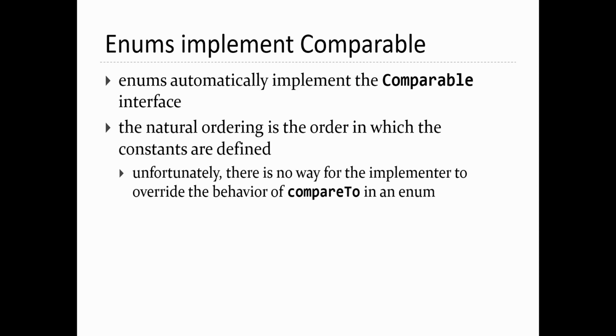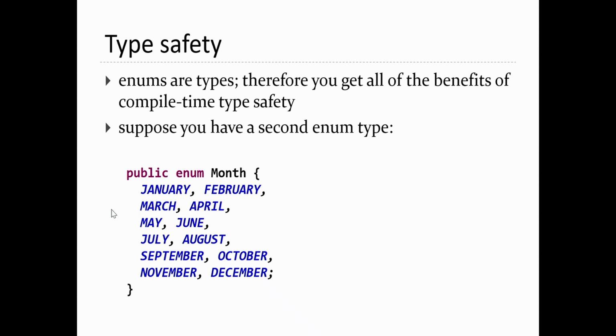Now, the version of compareTo that you get, you're stuck with it. You can't change it. So unlike toString, you cannot change the way compareTo behaves for an enumeration. So it's important that when you list your constants, you list them in the order that you want to compare them in.